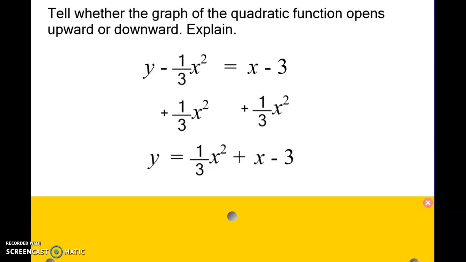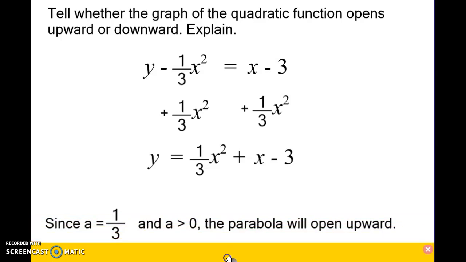Does this open up or down? It opens upwards because 1/3, the coefficient, is your a, and a is greater than 0. So the parabola will open upward.